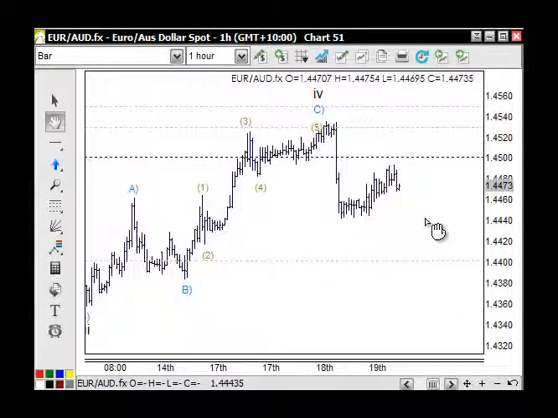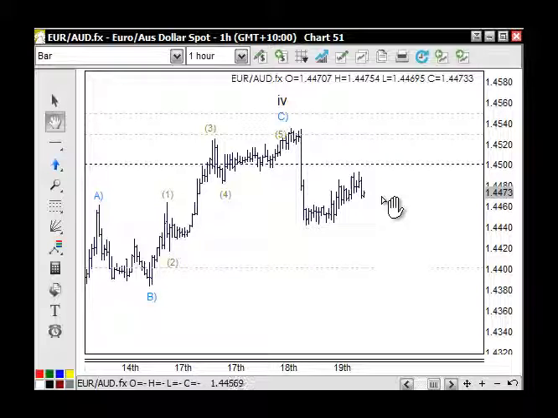So let's just allow this session to reveal itself, and then we can pick up the thread from that point there. But if you see any weakness in this area through here, then you can look to short this down to the 144 for a bounce at that point.